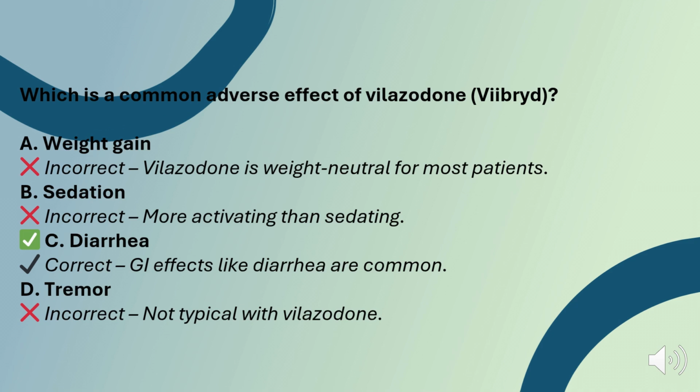So if you said weight gain, you're incorrect. Vilazodone is weight neutral for most patients. If you said sedation, that's incorrect. It's more activating than sedating. If you said diarrhea, that's correct. And that's where I was going when I said nausea, vomiting, we go slow. We start low, go slow because we don't want to have those kinds of side effects. Diarrhea, nausea, that's a GI effect, and that is why it is a common adverse effect. And if you said tremor, we're going to talk about tremors later on, but that's going to be with other medications. It's not usually going to be with SSRIs, so that could be an automatic rule out.